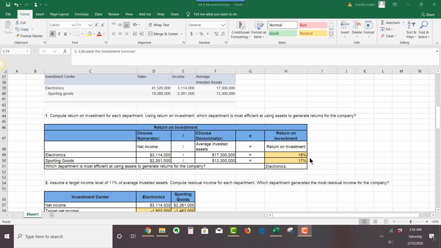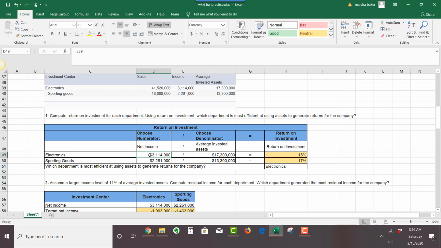So the first thing we need to do is compute the return on investment for each department. Using the return on investment, which department is more efficient? So return on investment is simply net income divided by average invested assets. If a company is going to break open the piggy bank and give a department some money to go do something, they expect a rate of return. So what is that rate of return?